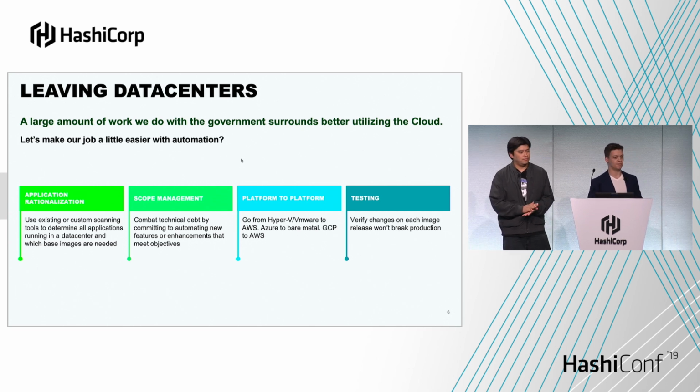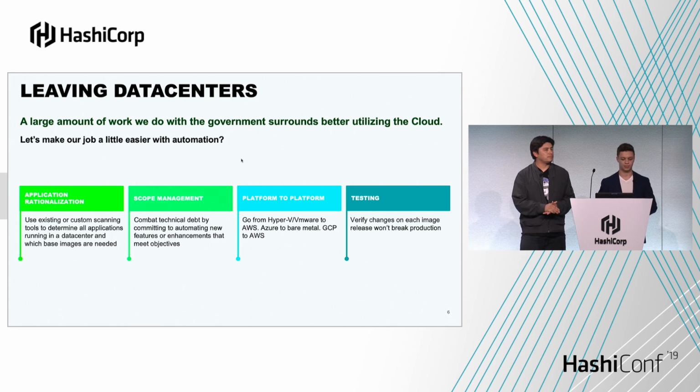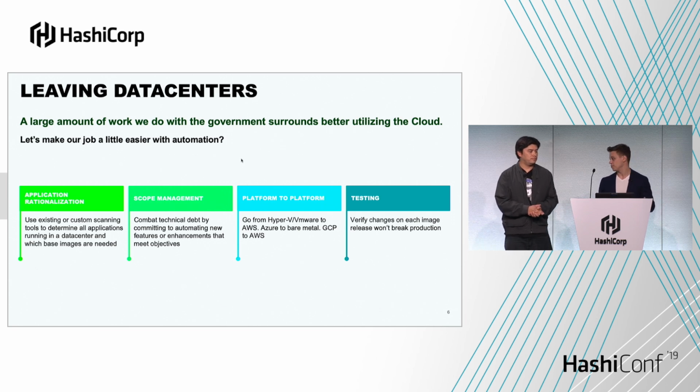Scope management. Every time we are asked to do new features for the federal government, oftentimes they want us to do it with the same number of dollars. So we say, okay, great. Can I automate this change in scope? Can I automate my approach to those new parts so I can try and squash technical debt before it even comes into play?